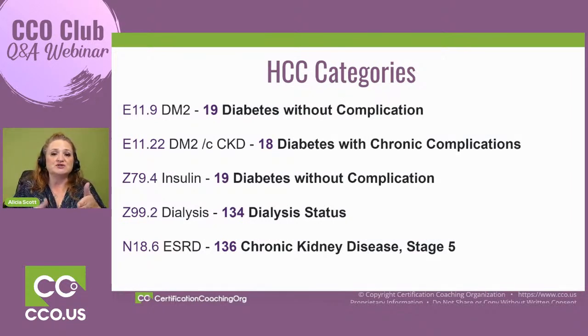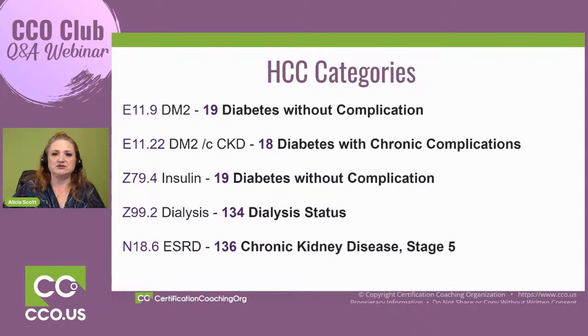So there's a difference between N18.5, that's a severe chronic kidney disease, but they're not on dialysis yet. And once they start dialysis, they are now an ESRD and they are a Z99.2. N18.6 plus Z99.2 carries two HCCs in the same category, a 134 and a 136. 134 trumps 136, it pays out more. So therefore, that's what ends up being captured for that patient.